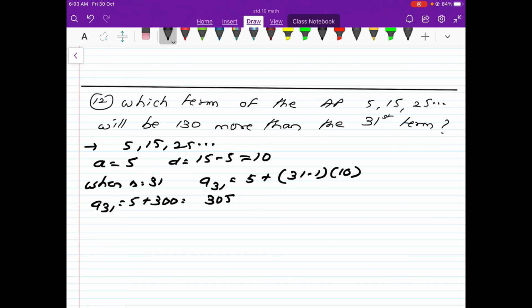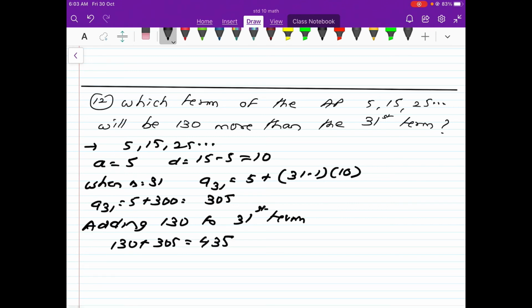Now we will add 130 more to it. So adding 130 to the 31st term, what do we get? So we will get 130 plus 305, which is nothing but 435. Now we will consider this as AN. So AN is 435 and we will find what is the value of N here.